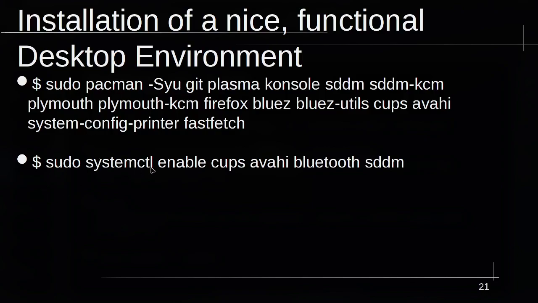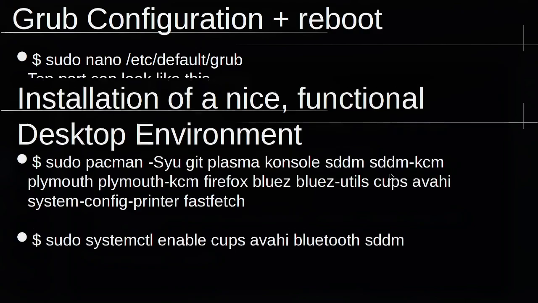Now, sudo systemctl. You're using systemd, and that means you use systemctl to enable services at startup. Not everything's a service, obviously, but things like these are services. Now, you have already installed all of these, so you should be able to enable them: CUPS, Avahi, Bluetooth, and your display manager, SDDM. Okay.